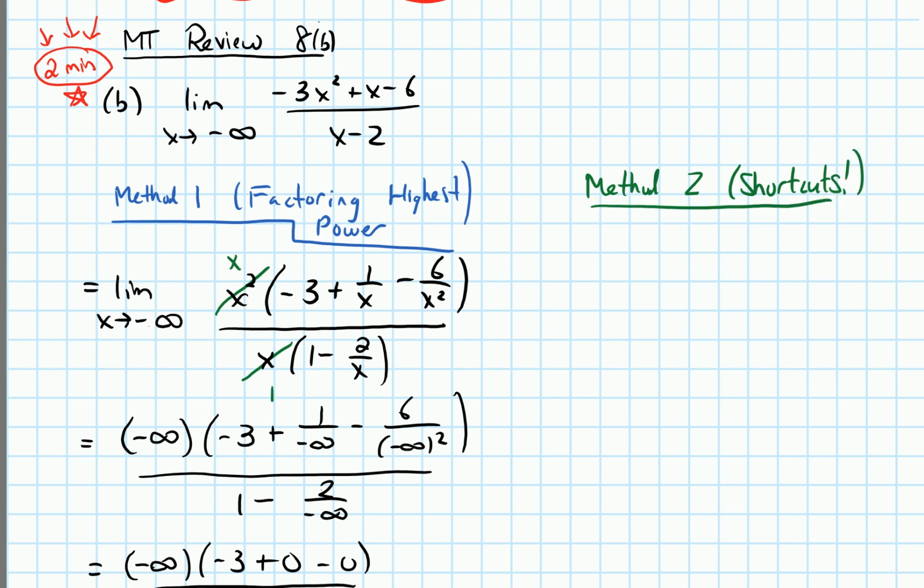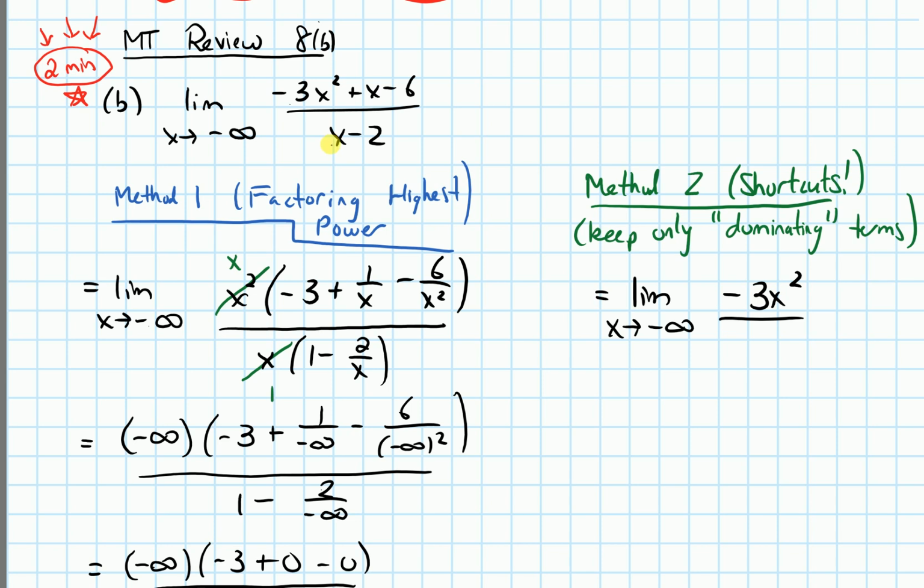The shortcut says we keep only the dominating terms. In this case, the dominating terms are the highest power terms, the ones that dominate the growth. So we get the limit as x approaches negative infinity, and on the top we'd only keep negative 3x squared, and on the bottom we'd only keep x. We're only keeping the highest power terms because they grow the fastest as x goes to infinity or negative infinity.